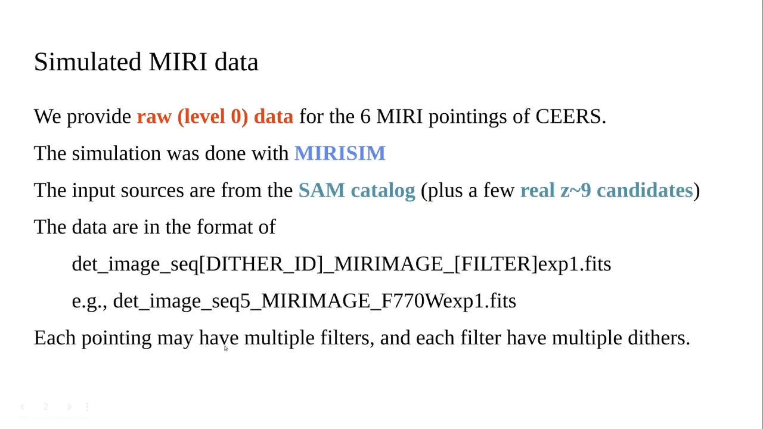And the data format looks like this. For each of the pointings, there might be several filters, which are indicated by the filter ID here. And for each of the filters, there might be multiple dithers, which are indicated by the dither ID. Here is an example of the file name, and we have many of those files for the raw images.